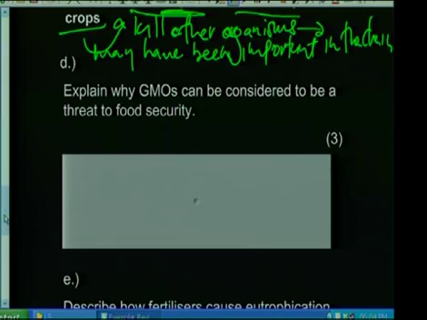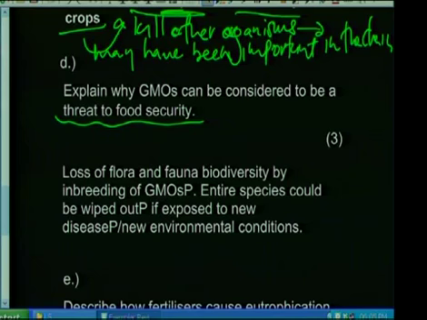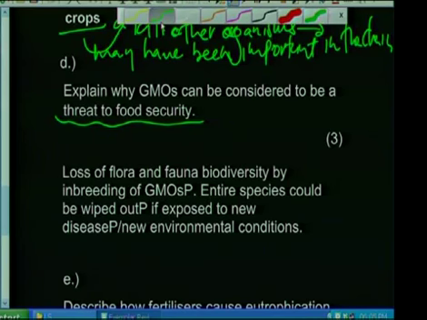Explain why GMOs, genetically modified organisms, can be considered to be a threat to food security. Now we're looking at it the other side. Other side, we said GMOs are good because they're making more food. We said that in the article. Now we're asking, why can we look at the same thing and look at it as a threat to food security? And that's simply encapsulated in the biodiversity dimension. What are we talking about? If we're going to have genetically modified organisms, they're going to outcompete. They will outcompete the natural organisms in the environment.